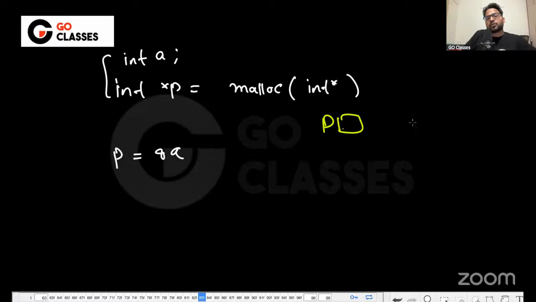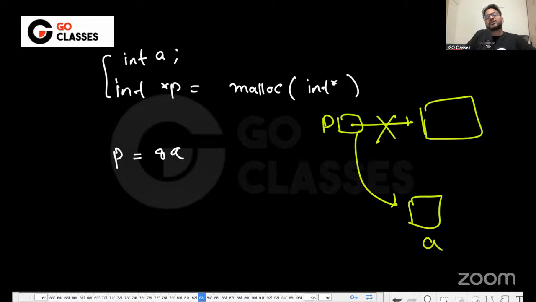Let's suppose this is int a, int *p equal to malloc, int * something, right? So let's suppose after this line I write p equal to address of a. I'm immediately losing whatever this p was pointing to. So p is pointing to some heap memory, and immediately I'm asking it not to point to this heap memory, but to point to my local variable a, or anything else, basically, it doesn't matter.